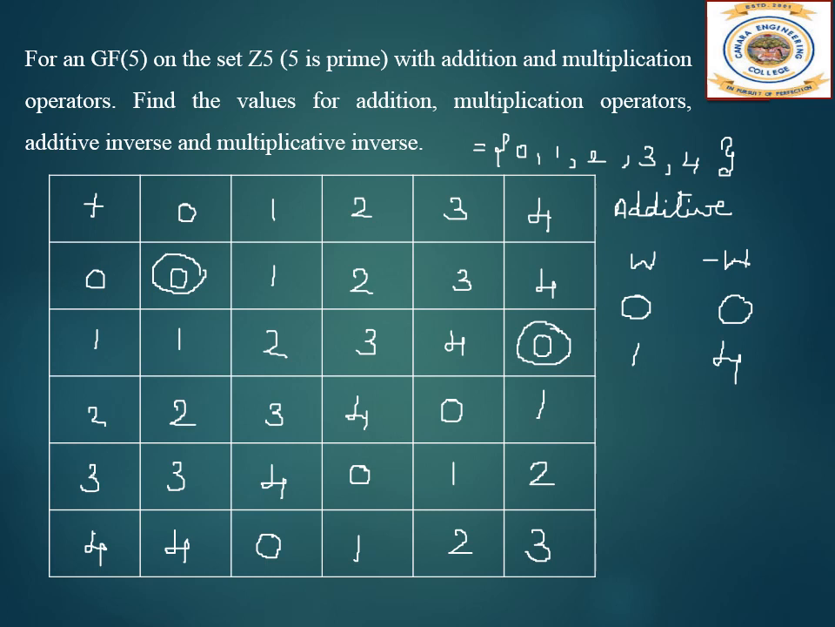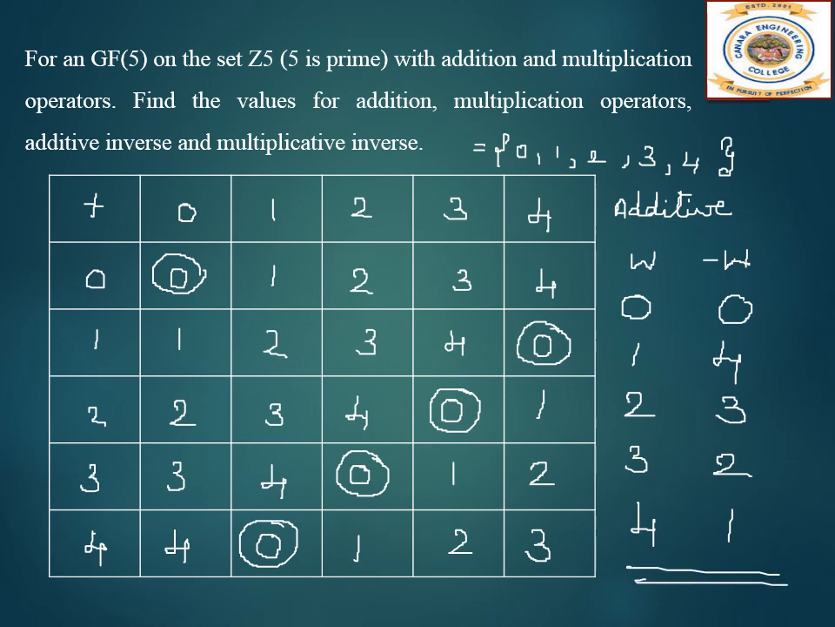Next come to 2. When I come to 2, where do I get the 0 entry? The corresponding element is 3. So for 2, the additive inverse is 3. Next, for 3, where is the entry 0? The corresponding entry there is 2. So for 3, the additive inverse is 2. Next, 4. The entry is 0 at the element 1. So for 4, additive inverse is 1. So this is the way. First you have to build the table. Then we write the additive inverses.